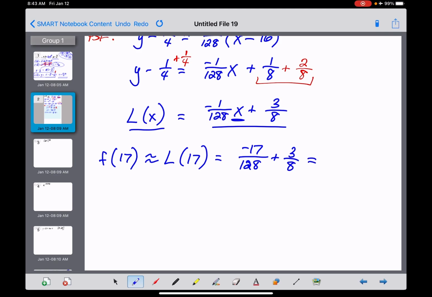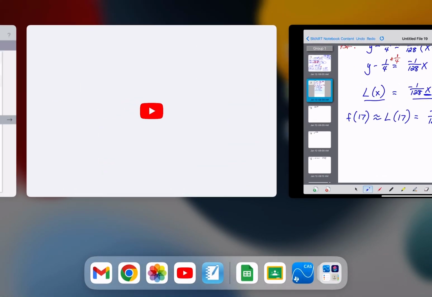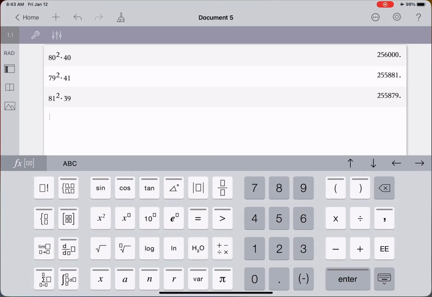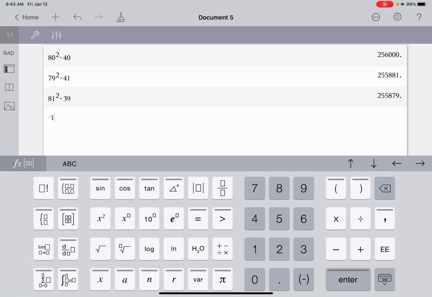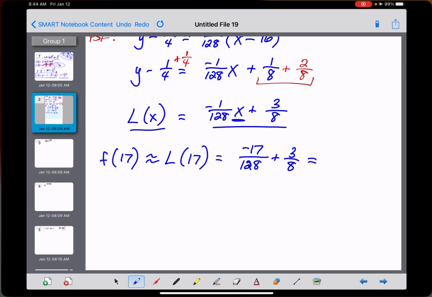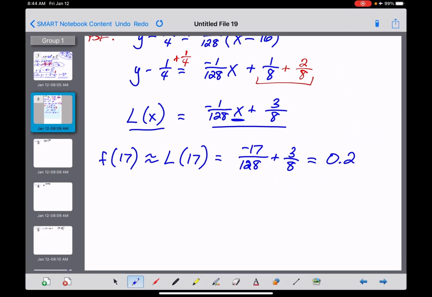And I think I'm going to go to my calculator here to come up with an approximation for that. All right, so what did we have here, guys? Negative 17 divided by 128, and then a plus 3/8 at the end of all that. And I got this decimal value here. We're always rounding to two places, so I'm going to go 0.242. And that's going to be the answer that I put right here for this problem.